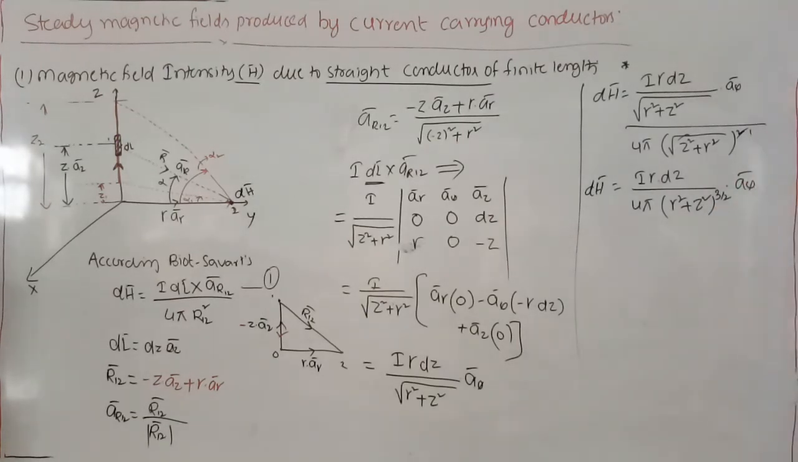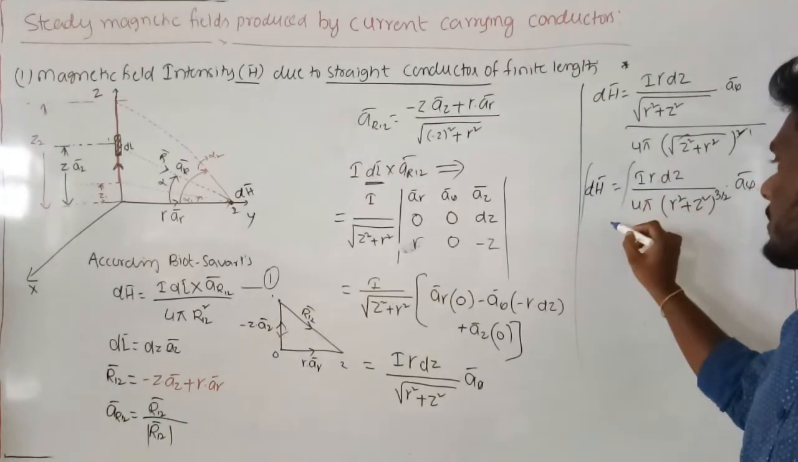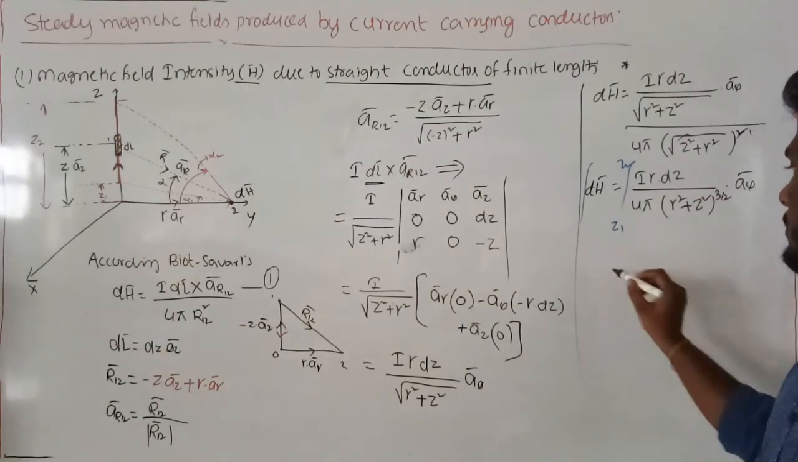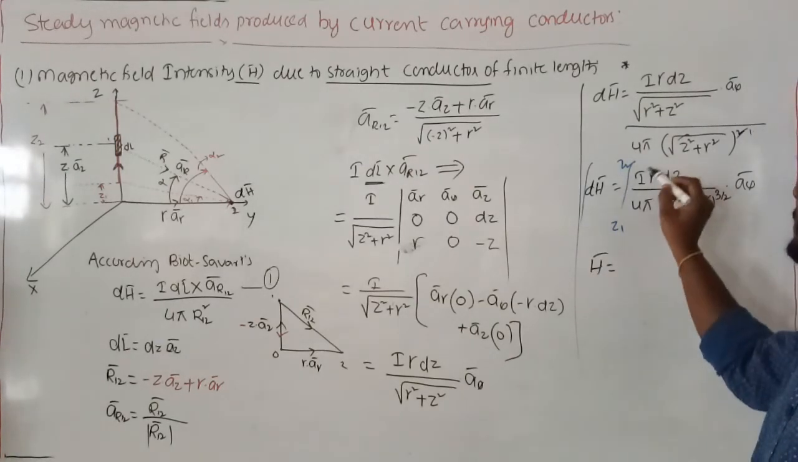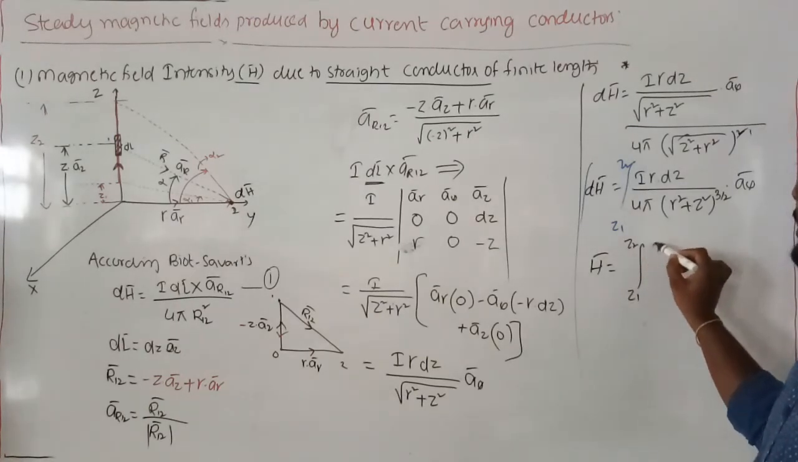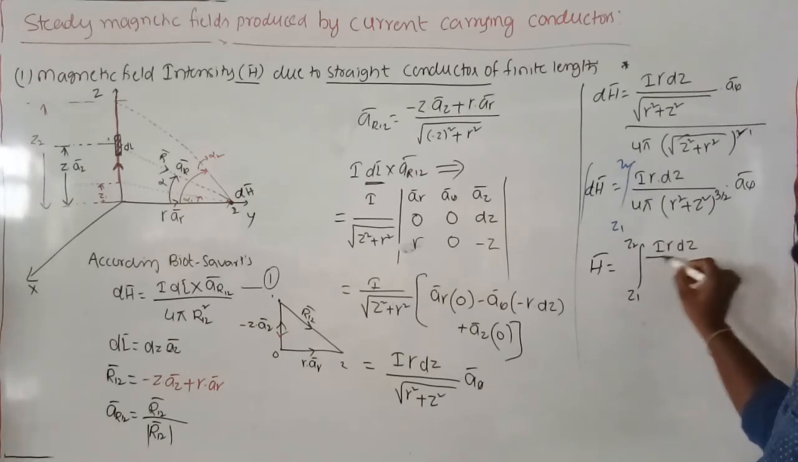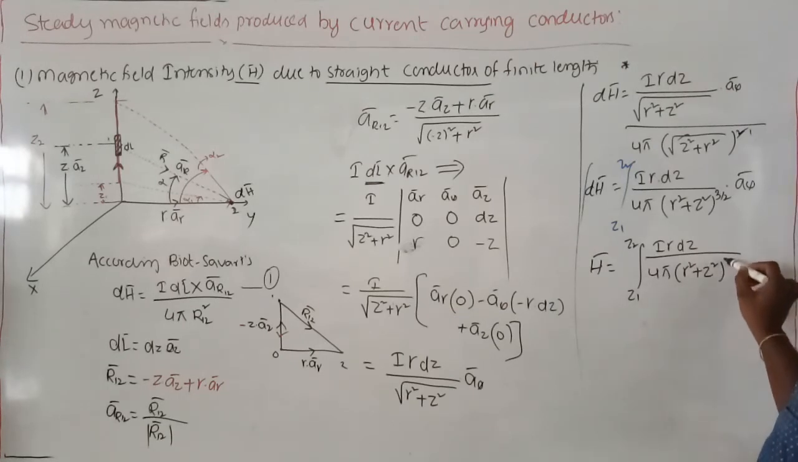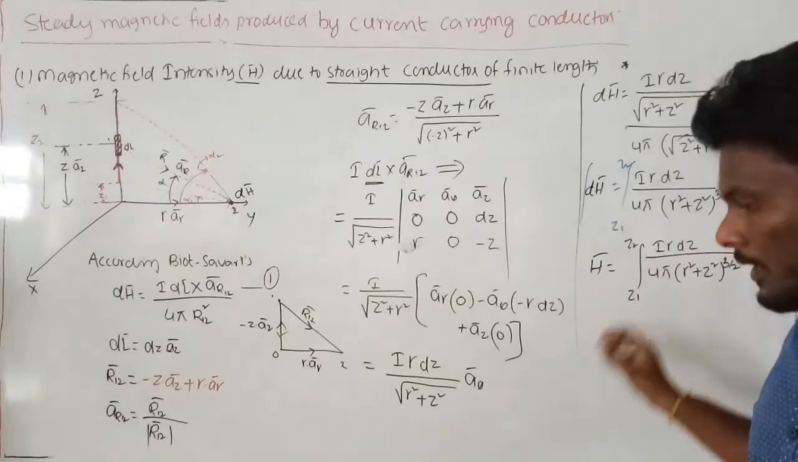Now you need h bar only, not dh bar, so you need to do the integration on both sides. If you do the integration on both sides from the limits z1 to z2, you will get the h bar. So h bar is equal to, now what are the constants here? Later I will write here, integral from z1 to z2 of I r dz divided by 4 pi times r square plus z square whole power 3 by 2 into a phi bar. Now do the integration.